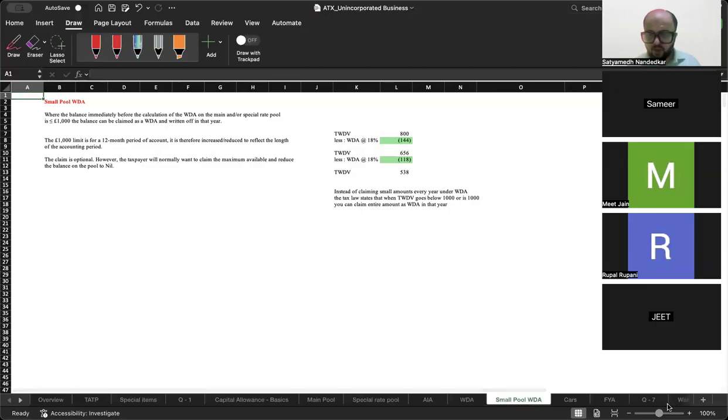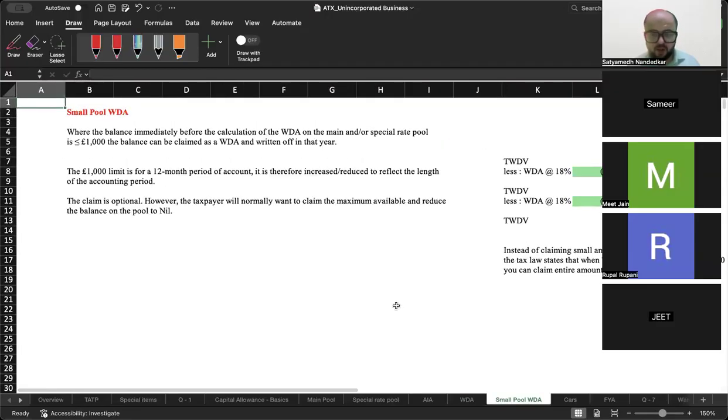Okay. Now there is something known as the small pool WDA. What is this? Where the balance immediately before the calculation of WDA on the main and or the special rate pool is less than 1000, the balance can be claimed as WDA and written off in that year. Okay. Otherwise you would keep on depreciating it, you will keep on calculating the capital allowance, the same calculation will keep on repeating and it's pretty pointless to do that. So what you can do, if 1000 or a smaller amount is left on the main pool, then take the entire balancing amount as the capital allowance and close the discussion.